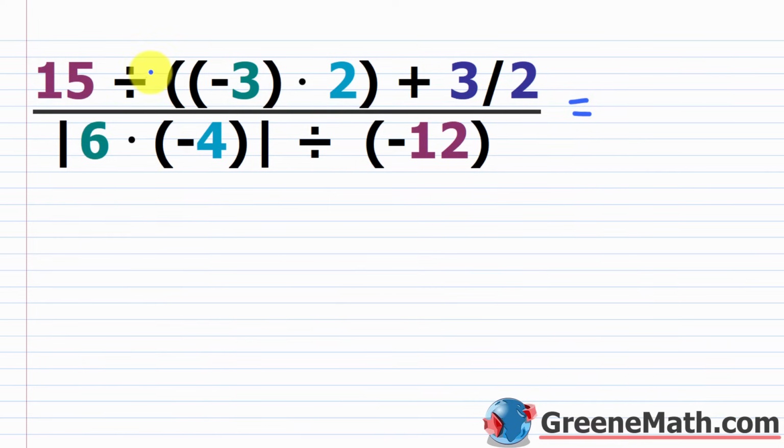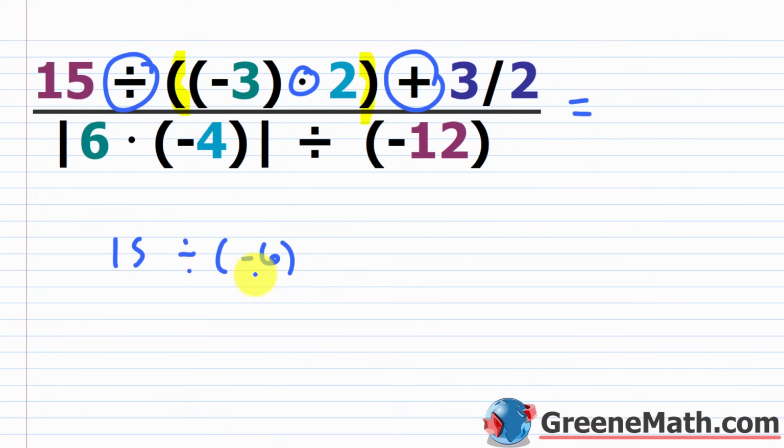So in the numerator, you have your division, you have your multiplication, you have your addition, okay? But you also notice that you have these parentheses here, okay? So you want to do what's inside of parentheses first. So first I want to do negative 3 times 2, which would give me negative 6. So I would have 15 divided by this negative 6 here, okay? And you can drop the parentheses at this point. It doesn't really matter. And then you would have plus your 3 halves, okay? Some people will write that as 1.5. I'm just going to keep it as 3 halves for now, okay?